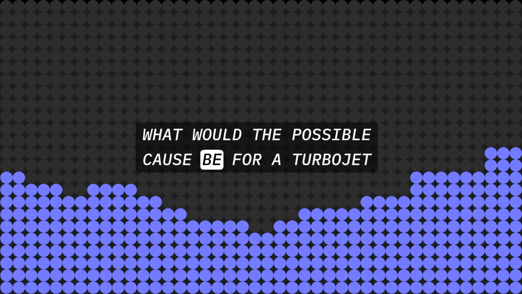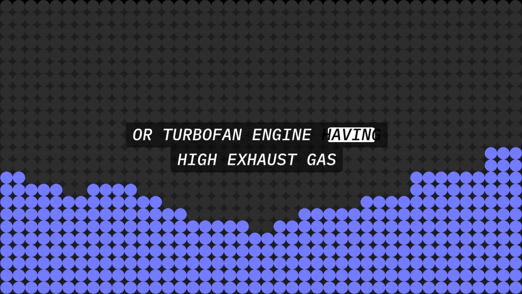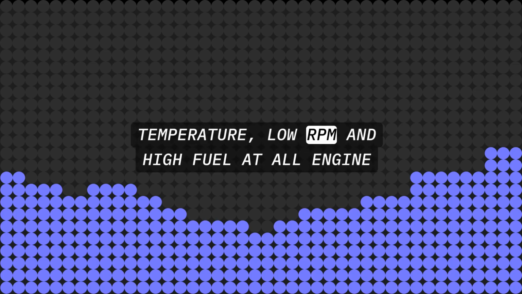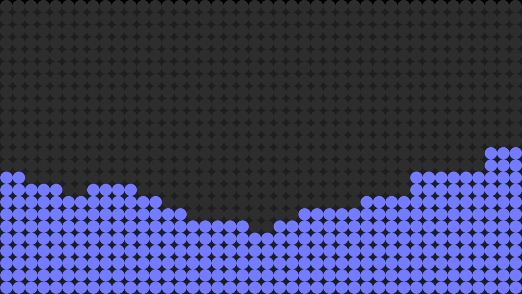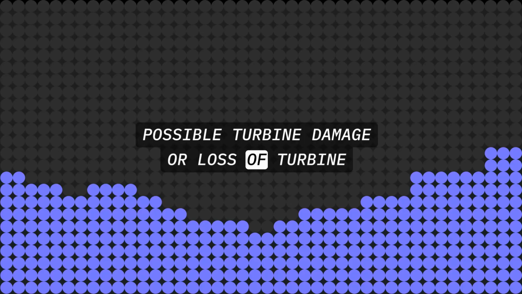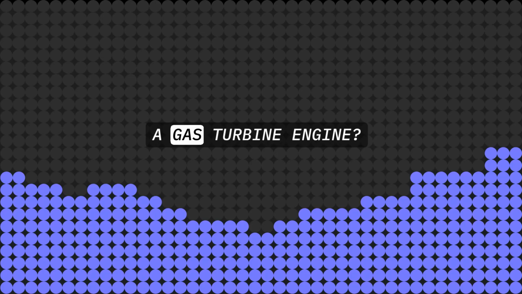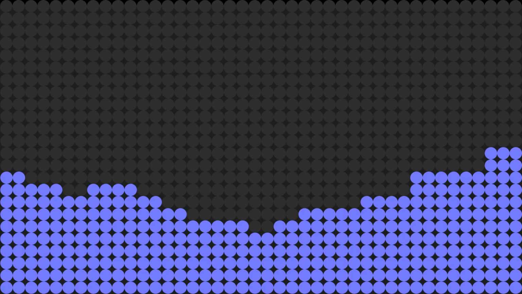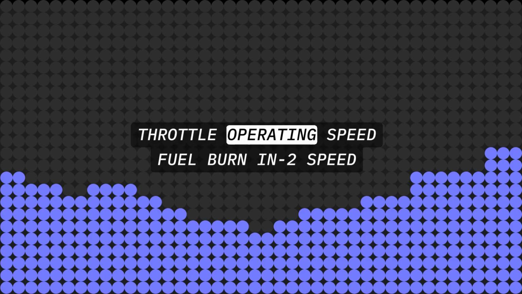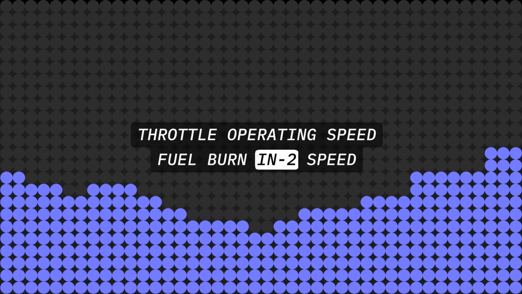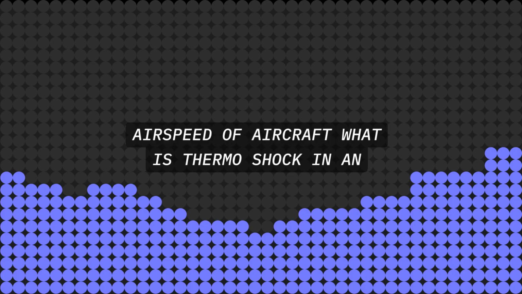What would the possible cause be for a turbojet or turbofan engine having high exhaust gas temperature, low RPM, and high fuel flow at all engine pressure ratio settings? Possible turbine damage or loss of turbine efficiency. What factors affect the amount of air going into a gas turbine engine? Throttle, operating speed, fuel burn, N2 speed, airspeed of aircraft.